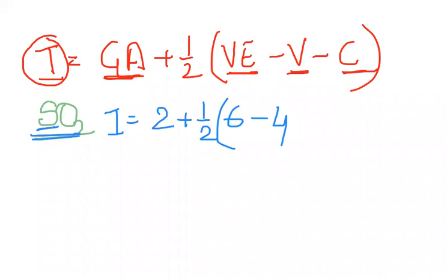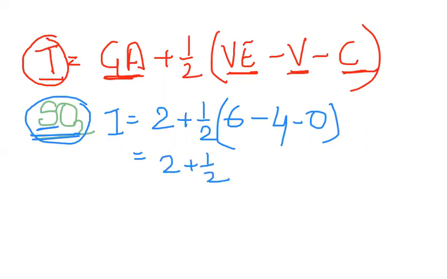Is the charge being carried by the sulfur dioxide molecule? No. So this one will be 0. Now you calculate. You have 2 plus half, 6 minus 4 is 2, minus 0 is 2. So it will be 2. So this is actually going to become equal to 3. So the I is equal to 3.